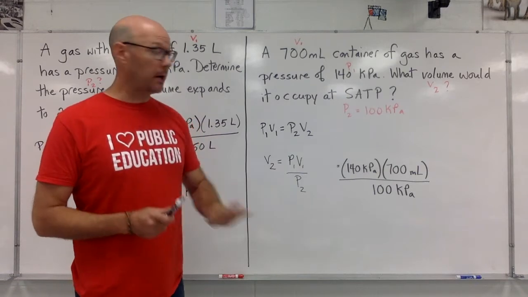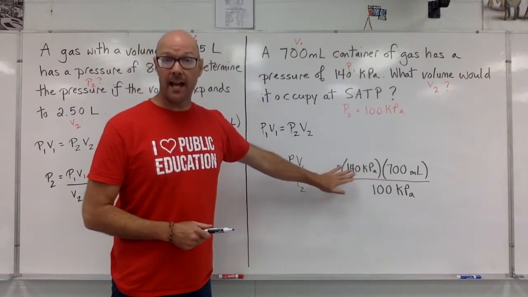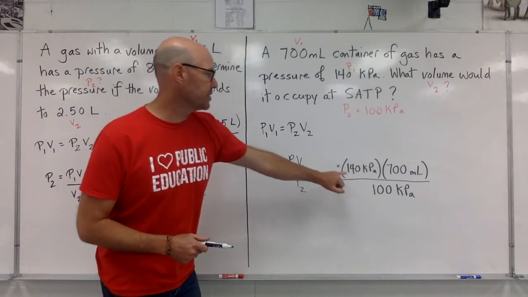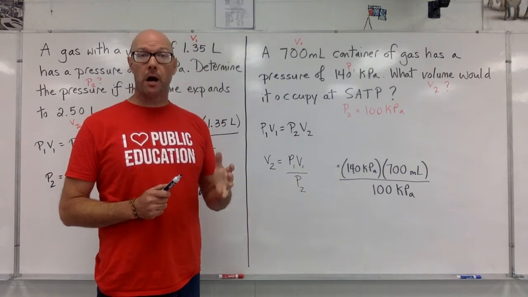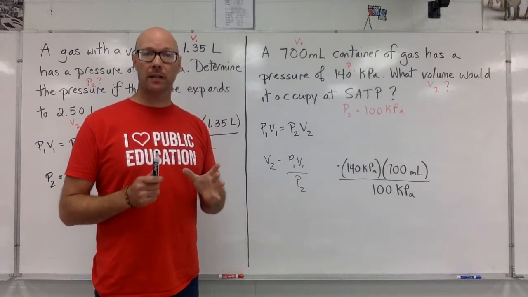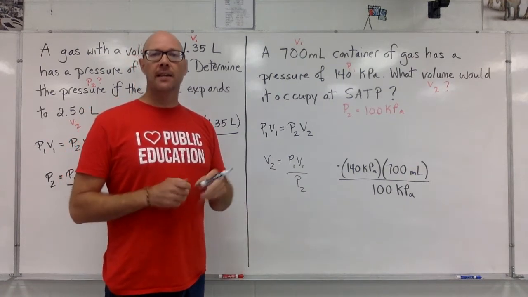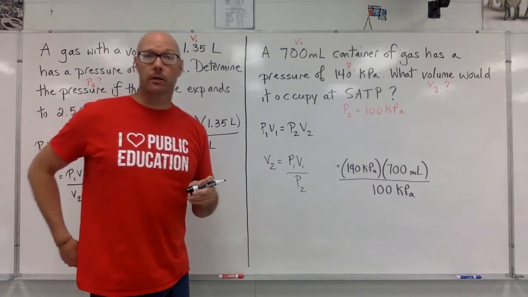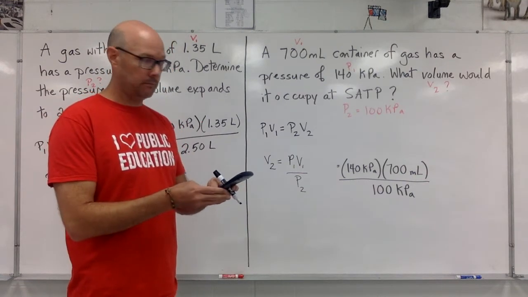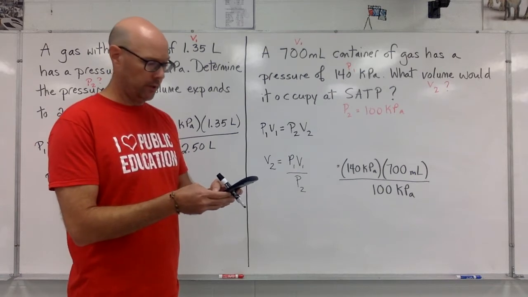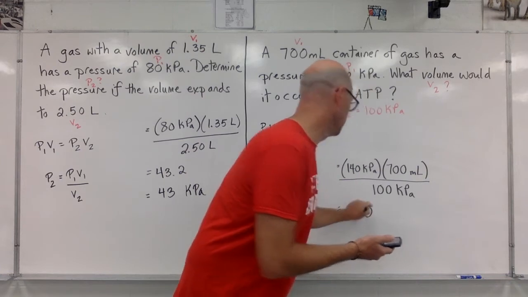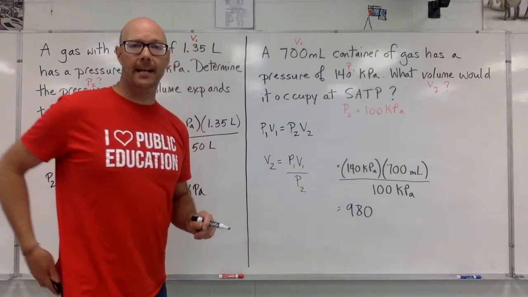When I reflect and just look at my work, the kilopascals are going to cancel. It's going to give me my answer in milliliters. In addition, I noticed that the pressure went down. It went from 140 down. If the pressure goes down, what happened to the volume? Oh, Boyle's is an inverse relationship. So I have this expectation that I should have an answer larger than 700. And when I do the math, 140 times 700 divided by 100.